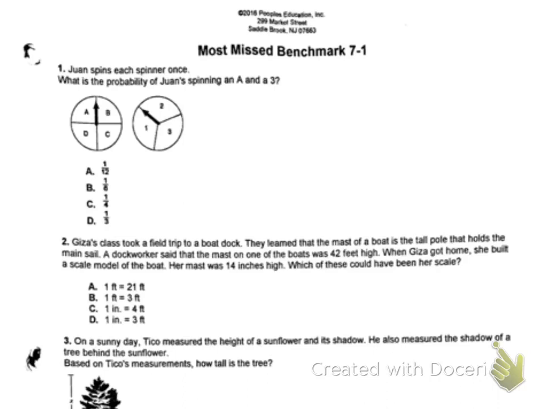Number 1. Juan spins each spinner once. What is the probability of Juan spinning an A and a 3? So we have two probabilities here. The probability of spinning an A is 1/4 and the probability of spinning a 3 is 1/3. Now, whenever you have two probabilities, remember you do have to multiply, so we get 1/12. The answer is A.